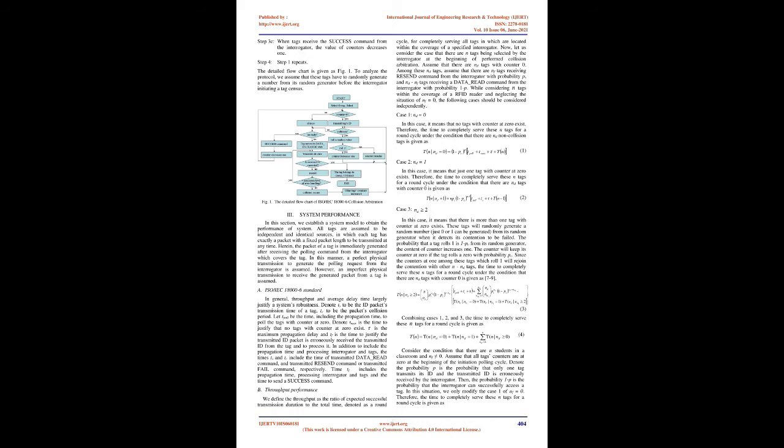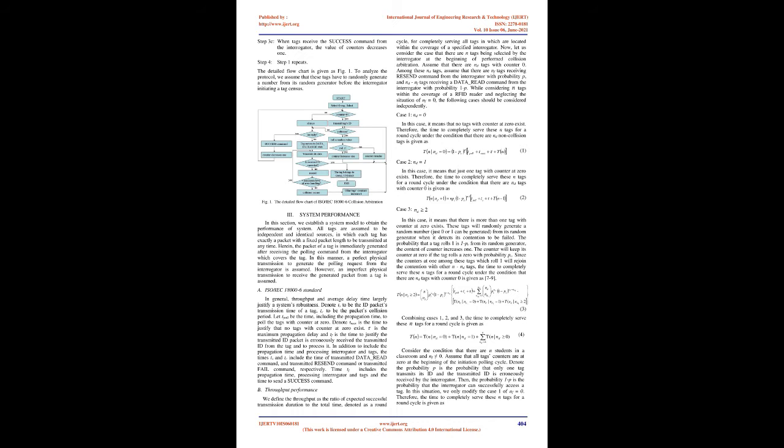B. Throughput performance. We define the throughput as the ratio of expected successful transmission duration to the total time, denoted as a round cycle, for completely serving all tags which are located within the coverage of a specified interrogator. Now, let us consider the case that there are n tags being selected by the interrogator at the beginning of performed collision arbitration. Assume that there are nd tags with counter 0. Among these nd tags, assume that there are nf tags receiving resend command from the interrogator with probability p, and nd minus nf tags receiving a data_read command from the interrogator with probability 1 minus p. While considering n tags within the coverage of an RFID reader and neglecting the situation of nf equals 0, the following cases should be considered independently.